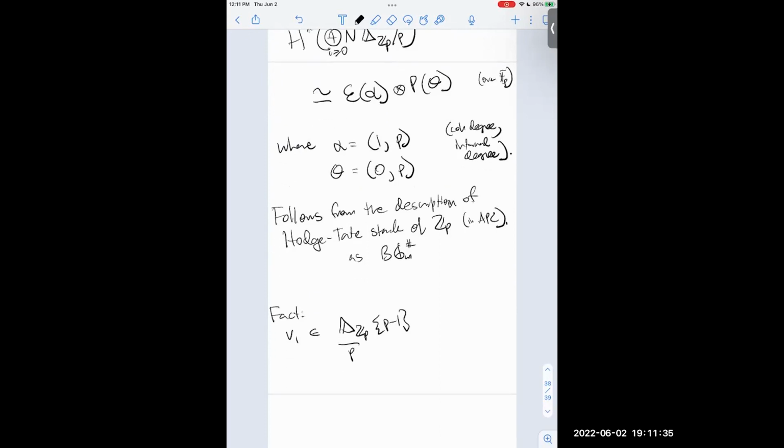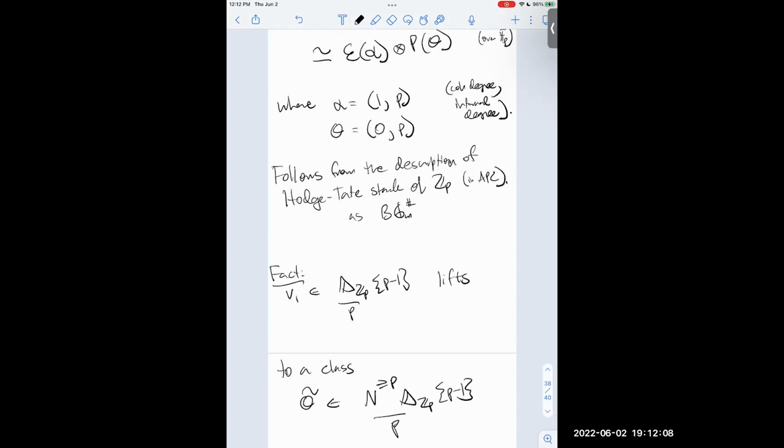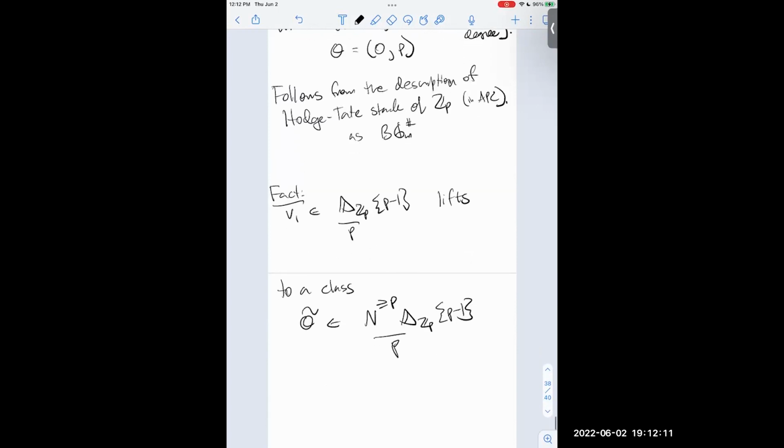And you can ask, where does it live in the Nygaard filtration and what class detects it? Since it's in the syntomic homology, it automatically lives in filtration at least p-1. And this lifts to a class, which in the paper we call theta tilde, in n greater than or equal to p of the prismatic homology of Z_p twisted by p-1. So it lifts to one higher filtration mod p. Well, it kind of has to, because there's nothing in filtrations from 0 up to p.